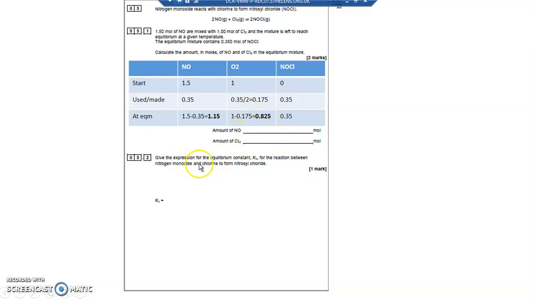There are your answers. Give the expression for Kc. So it's NOCl on the right hand side, the concentration of it, raised to the power 2, that's the number of moles in front, divided by concentrations of the chemicals on the left, the reactants, NO to the power 2, that's the number in front, Cl2 to the power 1, so you can leave that off, and the square brackets mean concentrations.